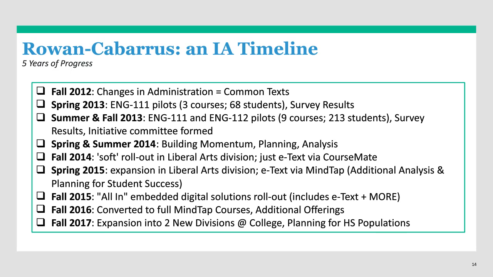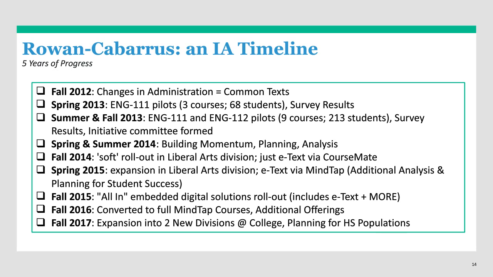Fall 2014 was when we did a quote-unquote soft rollout. I've already told you those numbers. So 11 courses, over 4,000 seats were impacted. And at this juncture, it was CourseMate through Cengage. So while it was a digital product, it didn't have all the bells and whistles of what we have now. But it was something that our students really adjusted well to, and we did survey results for that.